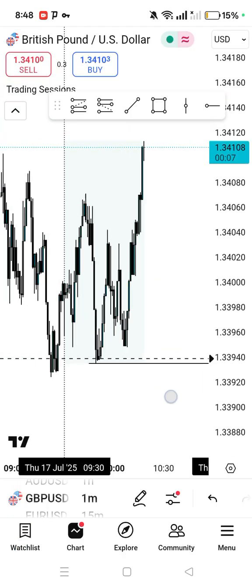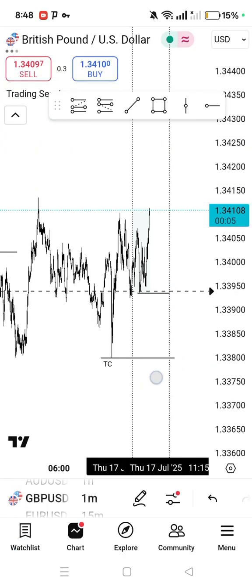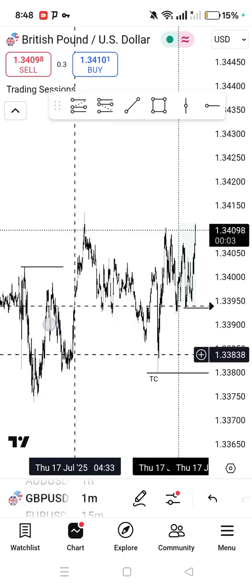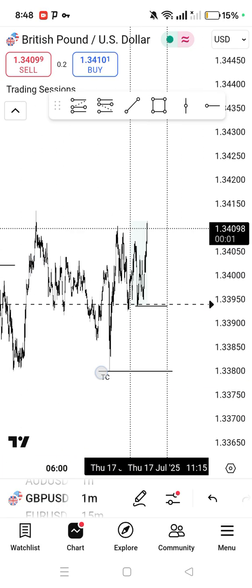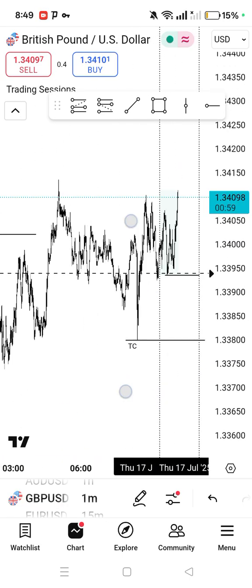Look at GU. Yeah, that is bullish. I knew that was bullish from this break, bro. I knew that was bullish. Just trying to get some liquidity before going up.